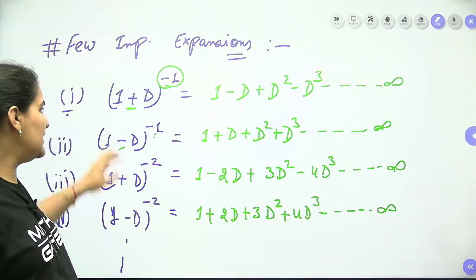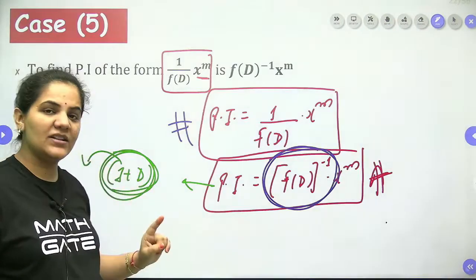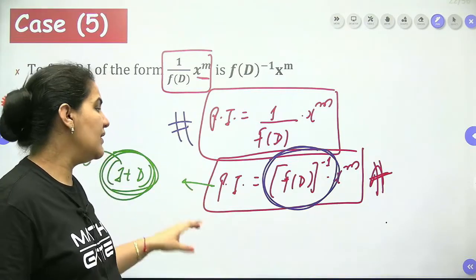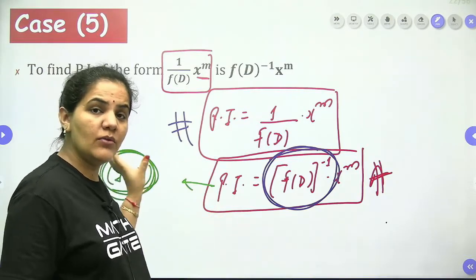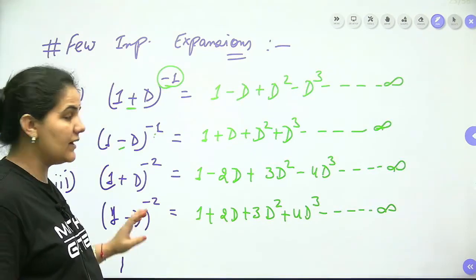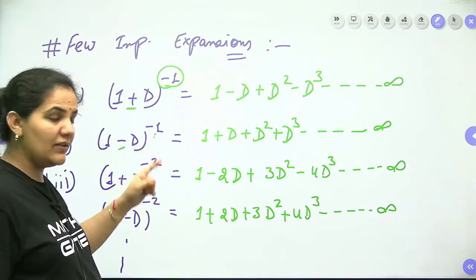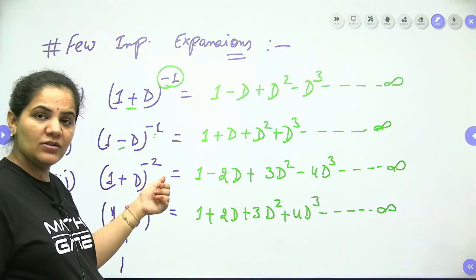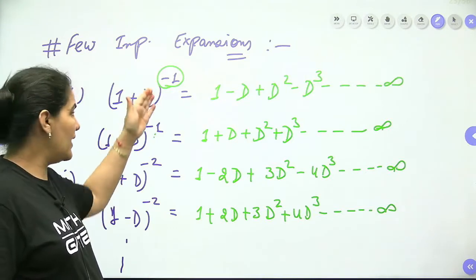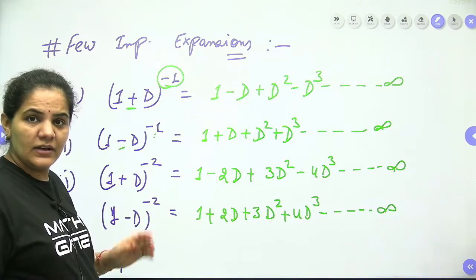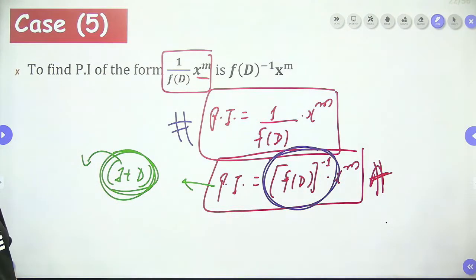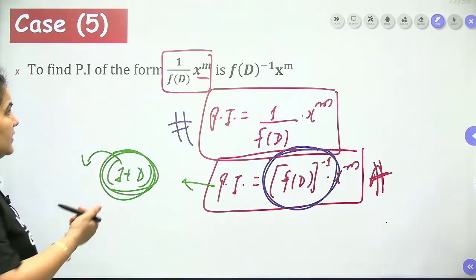So we should go for these expansions because it's a compulsion to approach in this particular case. If we have f(D), we have to convert that f(D) in the form of 1 plus D. Either it is possible that (1 plus D) power minus 1 will be made, or (1 minus D) power minus 1, or (1 plus D) power minus 2, or (1 minus D) power minus 2. So we have expansion for each and every one. I will show you an example so it will feel easier for you. Let me show you an example for this particular question.